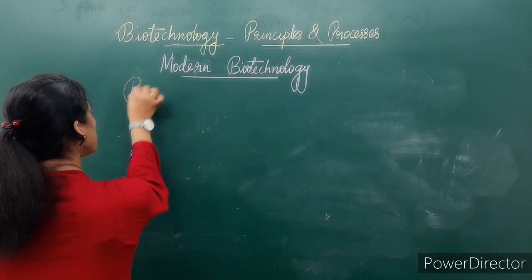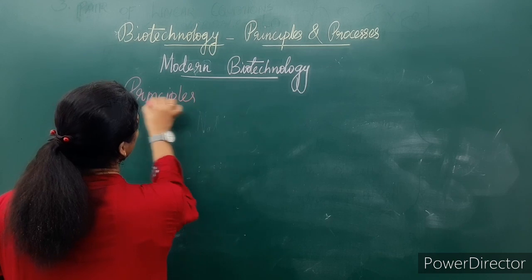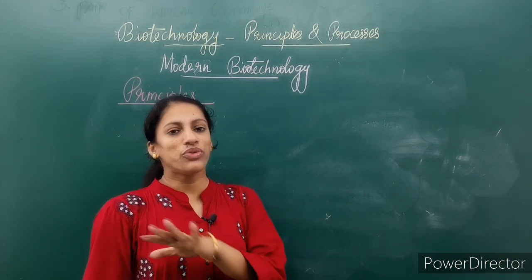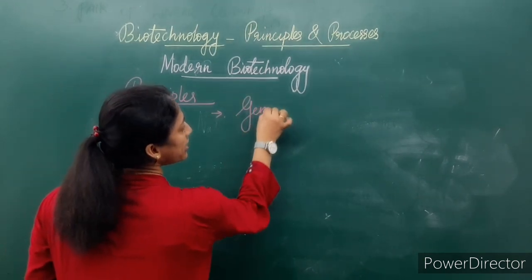The modern biotechnology principles: it is mainly based on, modern biotechnology mainly deals with two principles. It works on two principles. One is genetic engineering.